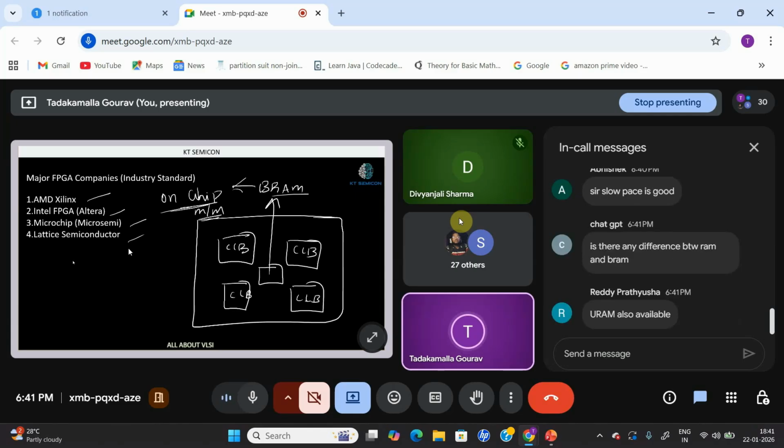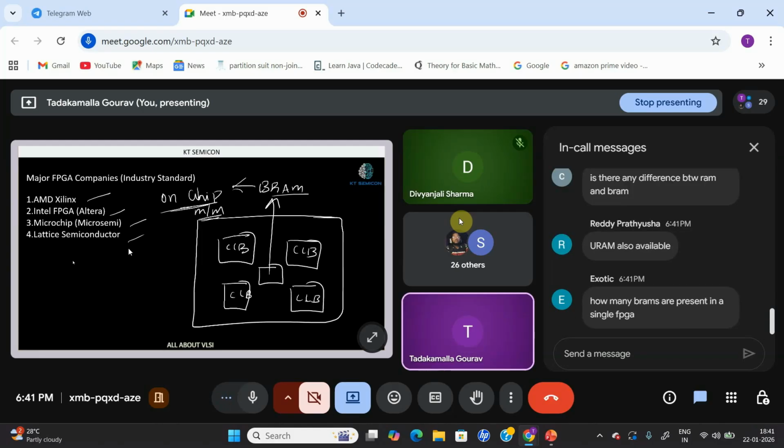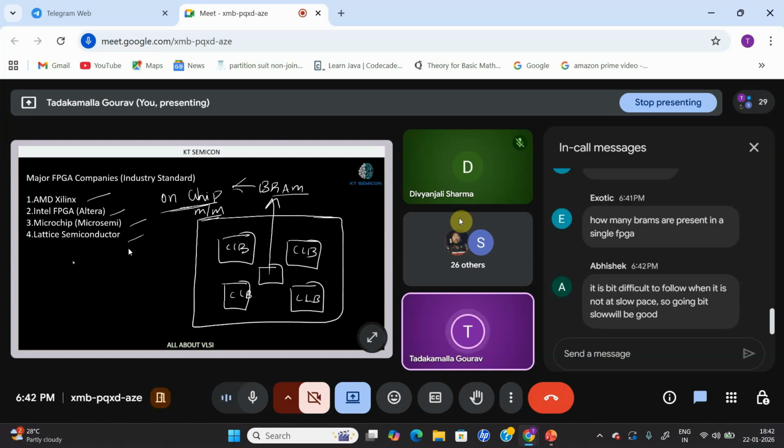Exactly. We will come to those points, like what is URAM, everything. But these are the fundamental things. Even a small low-cost FPGA is also going to have BRAM available with it, right? BRAM basically depends upon the FPGA configuration: how many BRAMs will be present, how many LUTs will be present. It depends upon the configuration which you are going to have.